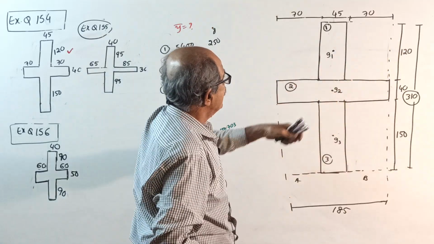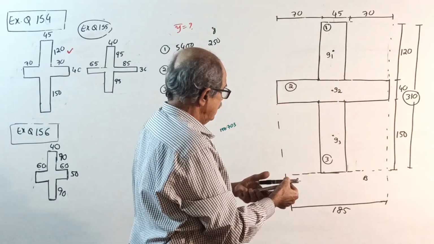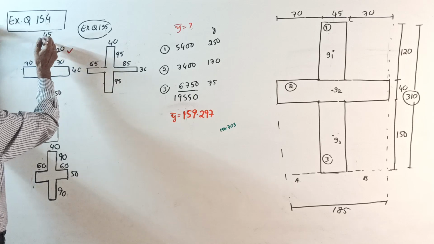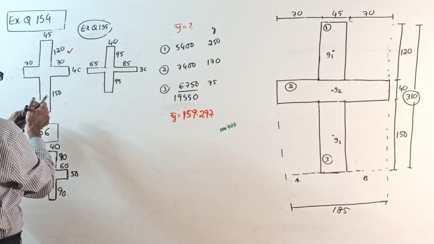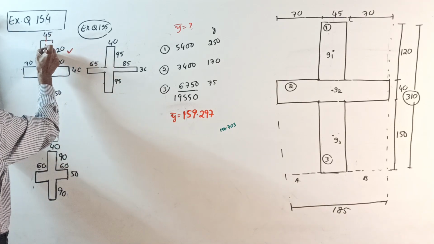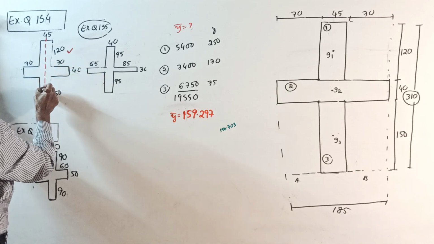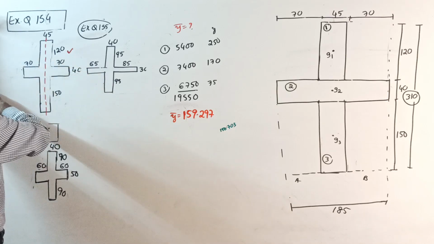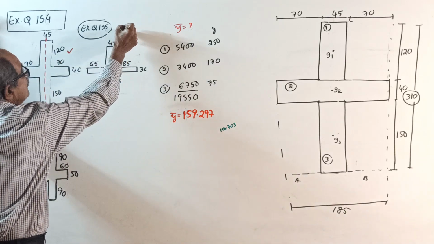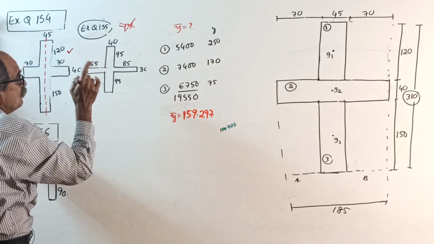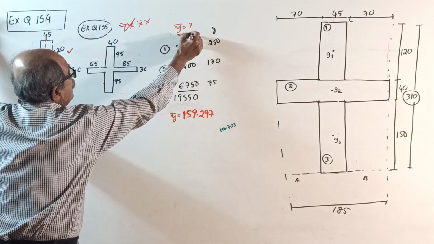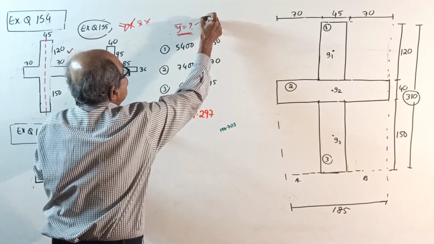Now you can observe here, there is symmetry. You can write in the question only. This is perfectly symmetrical about which axis? YY axis. About this axis it is symmetrical. Whatever this side is, the same is that side. So YY you need not locate. X bar is not required. Only Y bar required to locate the XX axis.